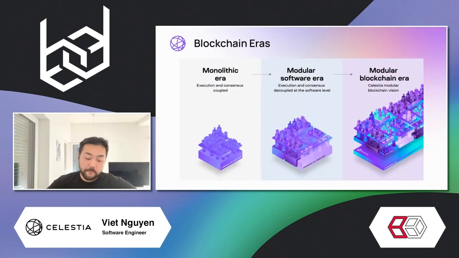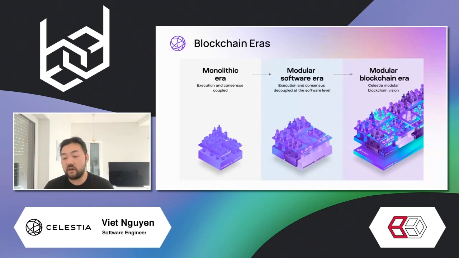Let's move on. Before we deep dive into the main topic of this talk, let's start discussing a little bit of the history of blockchain eras. Since Bitcoin came out, we were basically in the monolithic era, where execution and consensus were coupled. Everyone thought of each chain as a standalone establishment. People were just forking back and forth, which I would say was not great from a UX standpoint.